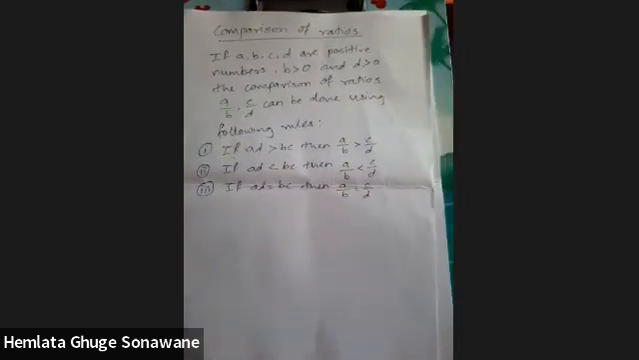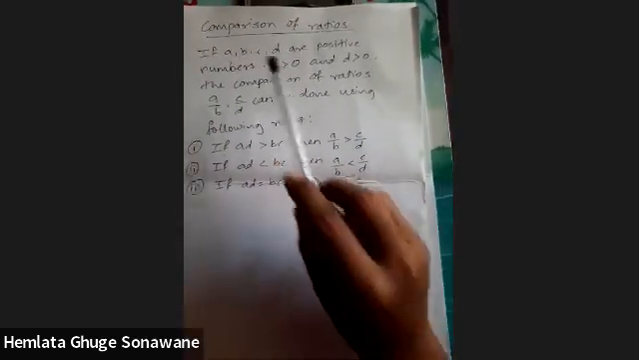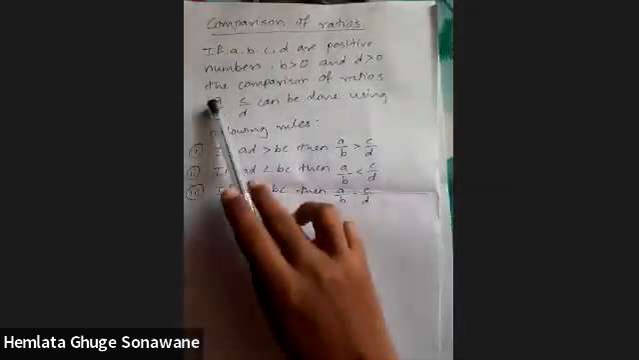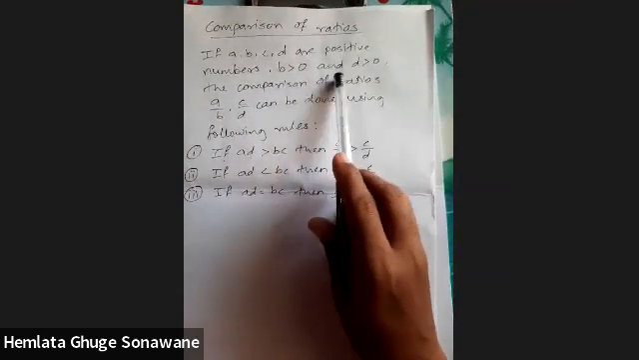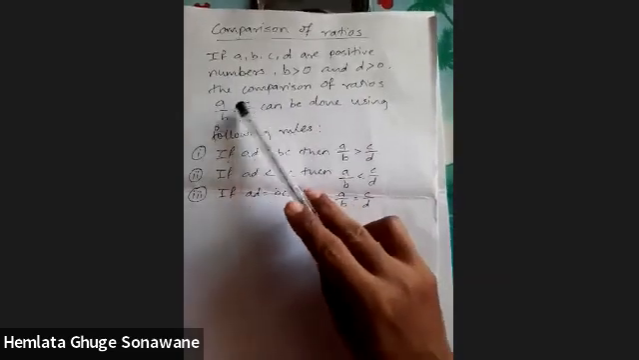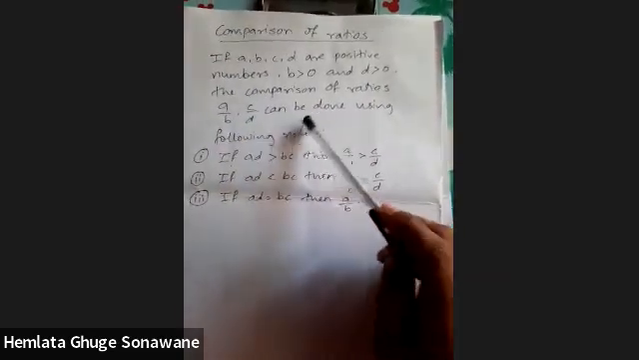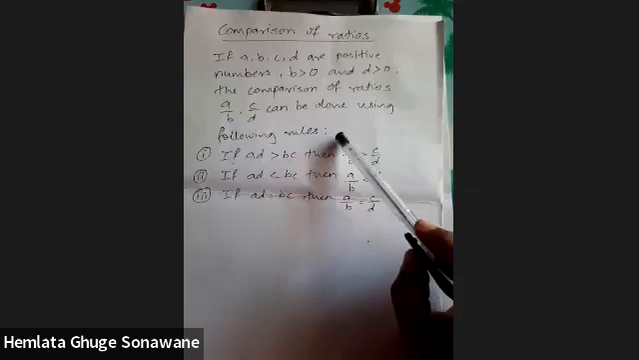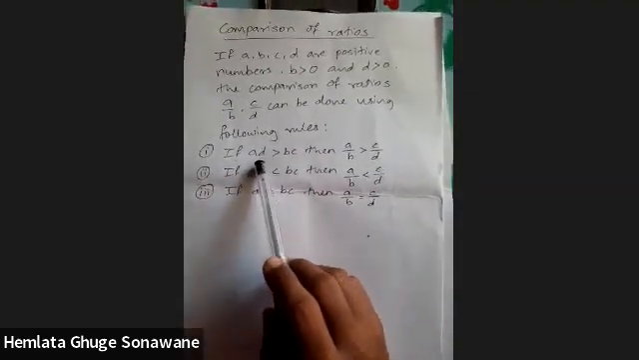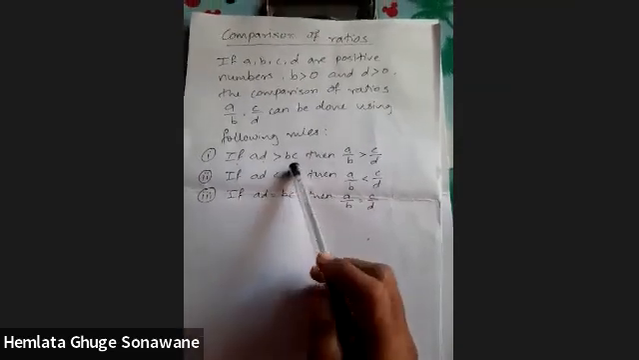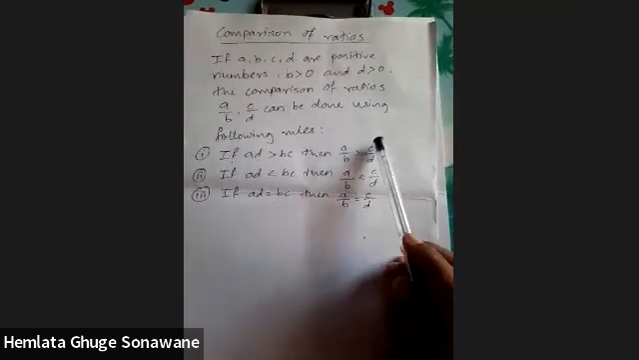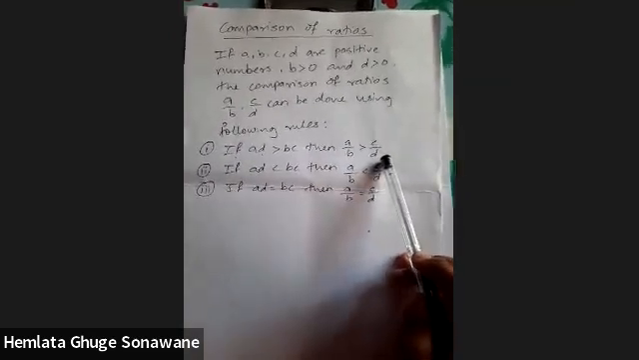Okay. Next concept of ratio and proportion topic is comparison of ratios. If A, B, C, D are positive numbers, that is B is greater than 0 and D is greater than 0, the comparison of ratios, that is A upon B, C upon D, can be done using the following rules. There are some rules. If A into D is greater than B into C, then A upon B is greater than C upon D. This is the first rule.